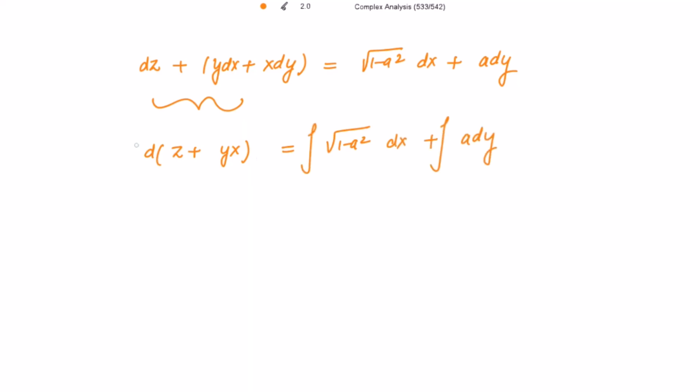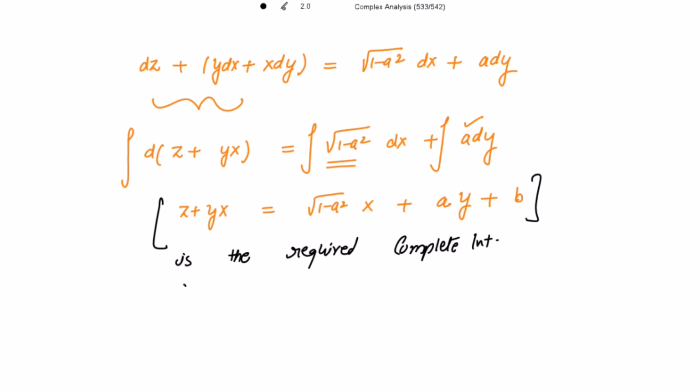And now it is very easy to integrate this. This will be z + yx equal to, this is constant when integrating with respect to x, the square root of 1 − a² into x, plus a is constant when integrating with respect to y, this is ay, plus the constant b. So this is the required complete integral of the given equation. You can also take this yx to the other side to have only z on the left hand side. It's your choice. Alright, thank you.